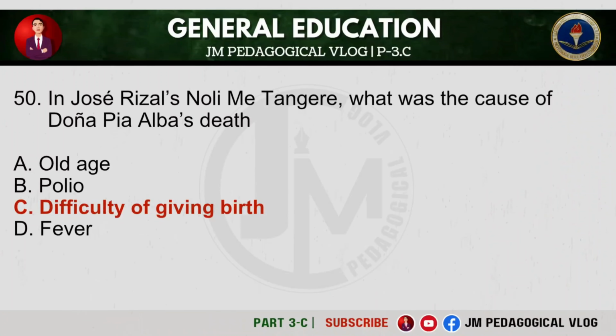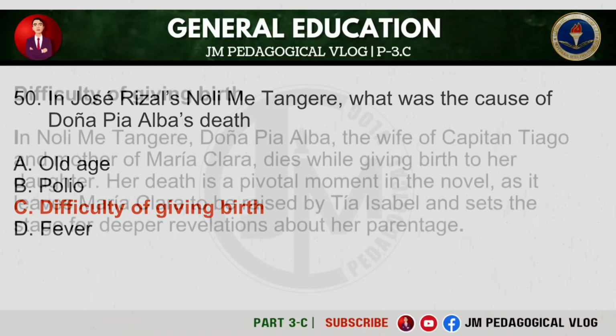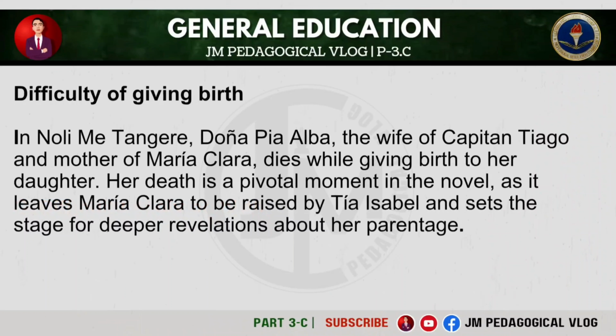C. Difficulty of giving birth. In Noli Me Tangere, Dona Pia Alba, the wife of Capitan Tiago and mother of Maria Clara, dies while giving birth to her daughter. Her death is a pivotal moment in the novel, as it leaves Maria Clara to be raised by Tia Isabel and sets the stage for deeper revelations about her parentage.